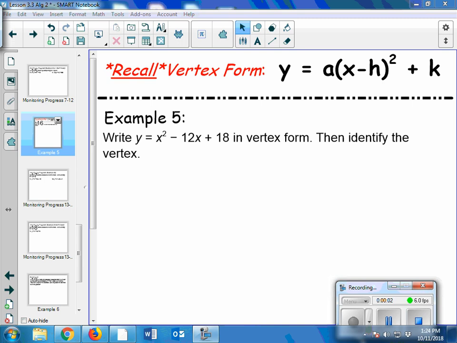Welcome back, Algebra 2. This is the second day of 3.3, completing the square. Now remember that completing the square is to try to get a perfect square trinomial. So keep in your mind, how can you complete the square for a quadratic expression is the essential question here.